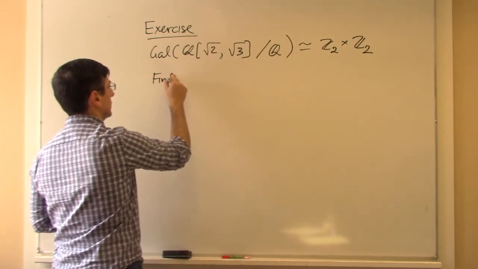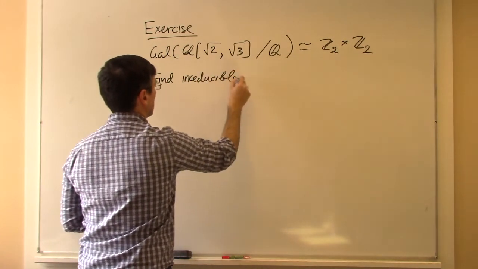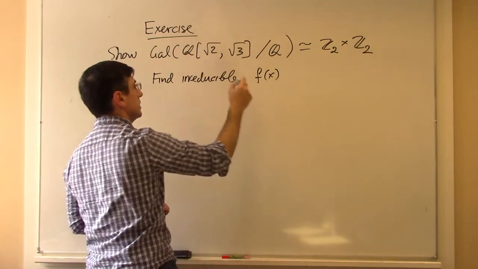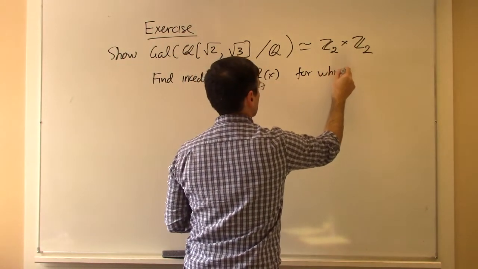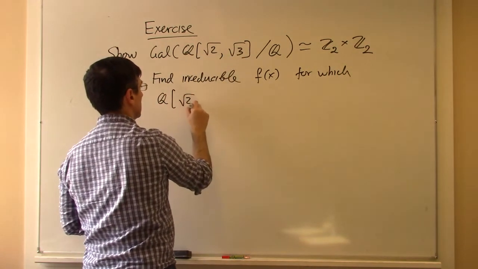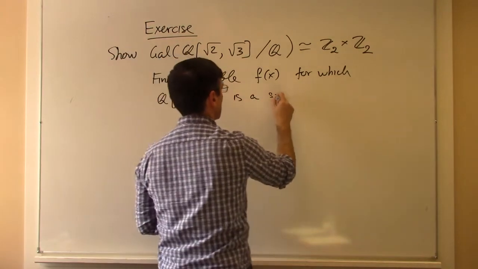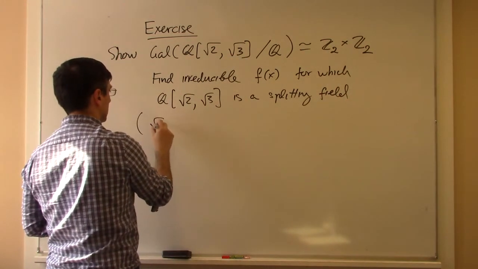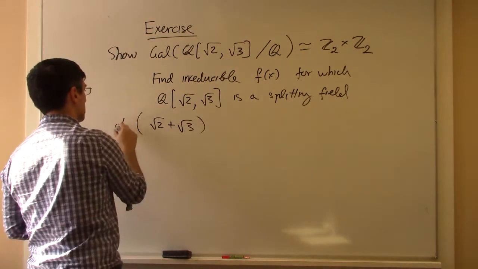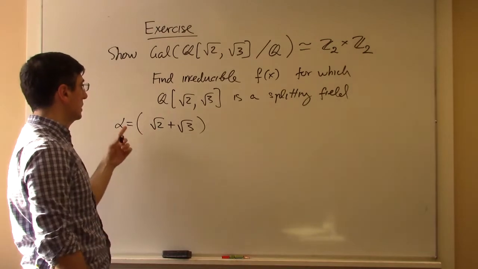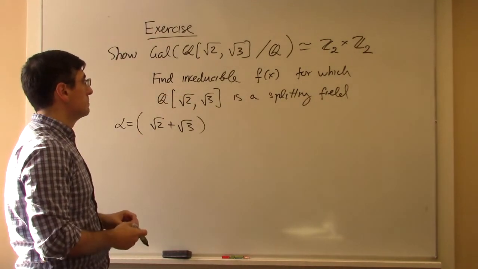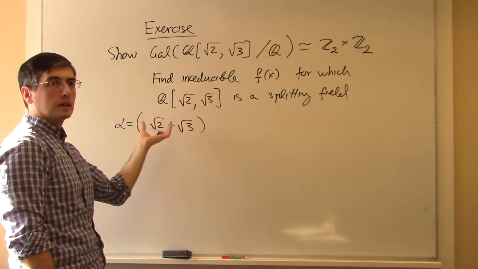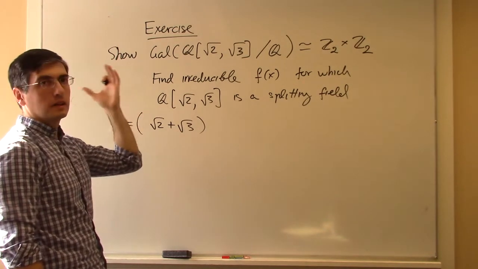Show that this is true, find the irreducible f(x) for which this field Q(square root of 2, square root of 3) is a splitting field. Since we did this in class, you can consider this element and find its irreducible polynomial. You will see that it has degree 4, which means that the splitting field of that polynomial has to have at least degree 4.